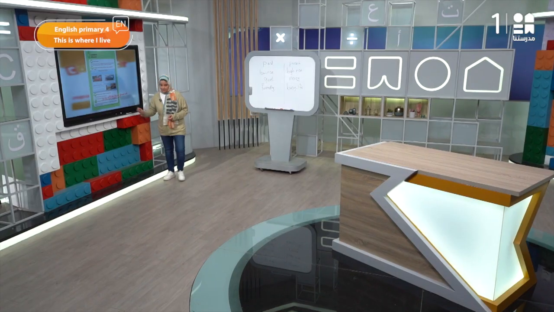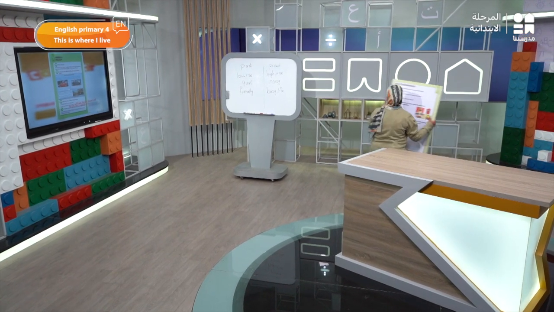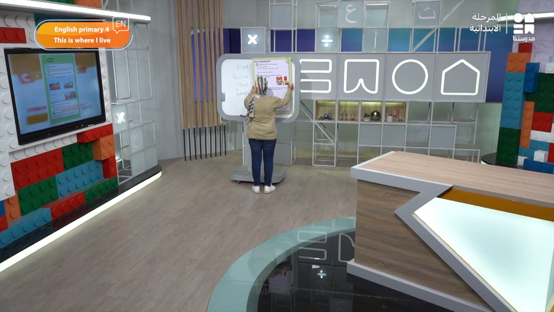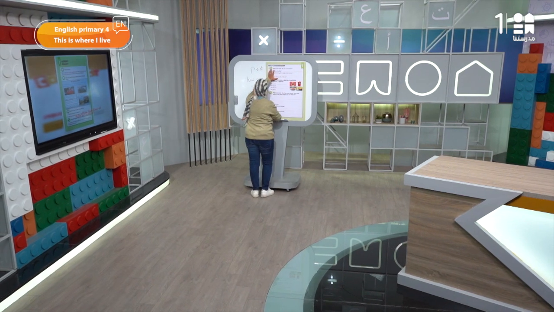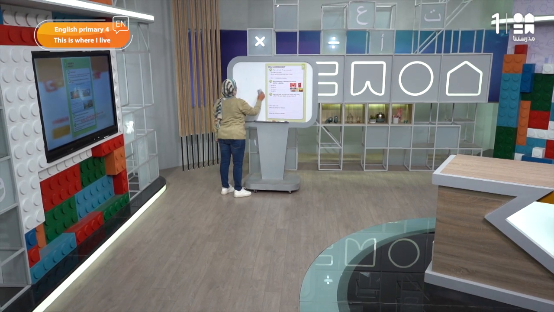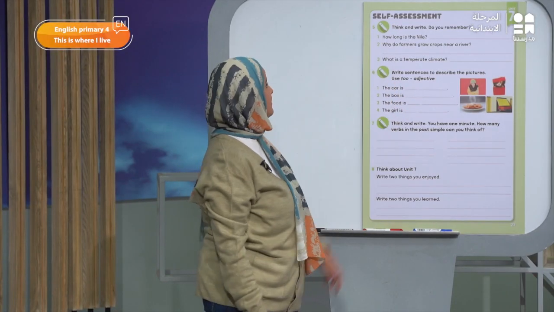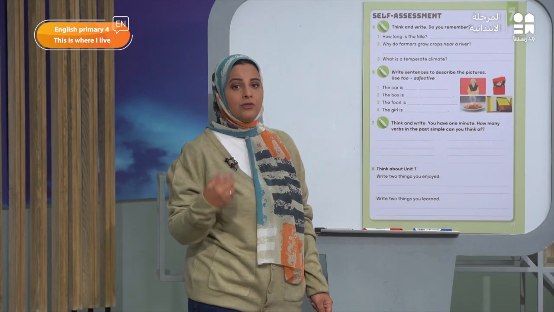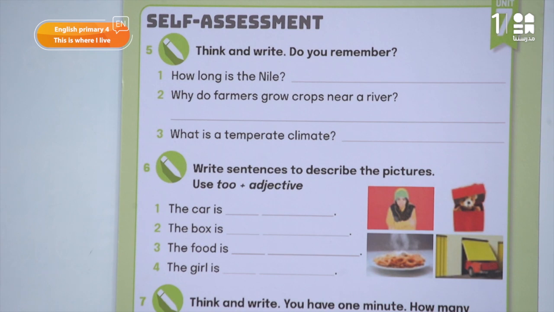And now we will open page 21. Self-assessment. Number 5, think and write. Do you remember? How long is the Nile? Why do farmers grow crops near a river? What is a temperate climate?